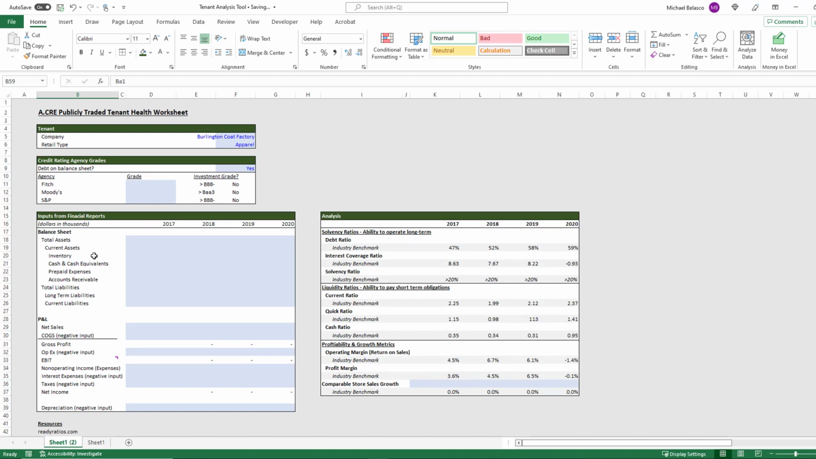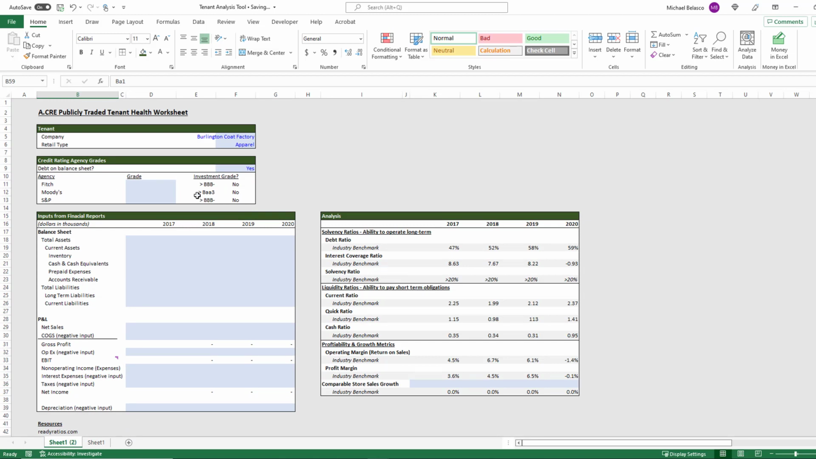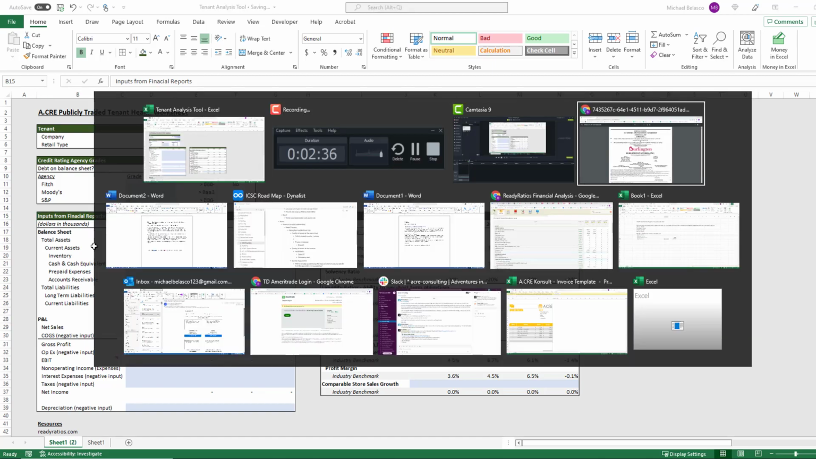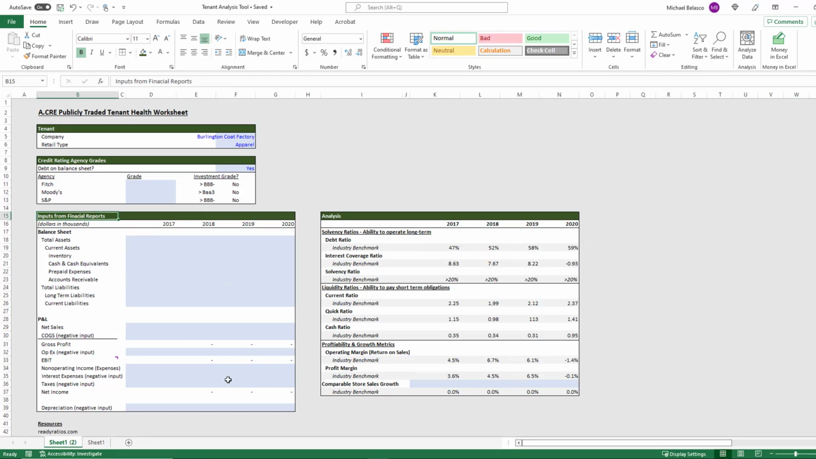Fitch and S&P might have BBB minus, and Moody's might have this company as a Ba1. So again, something to consider and look at when you're analyzing these tenants. Under that, we have our inputs from the financial reports. Here's where we're going to go to our 10K from Burlington Coat Factory, or Burlington Stores Incorporated, and we'll begin to fill in all this information.